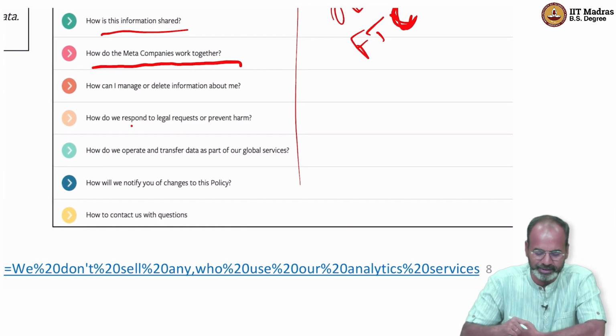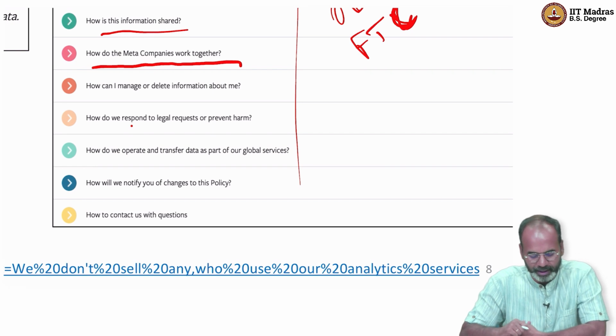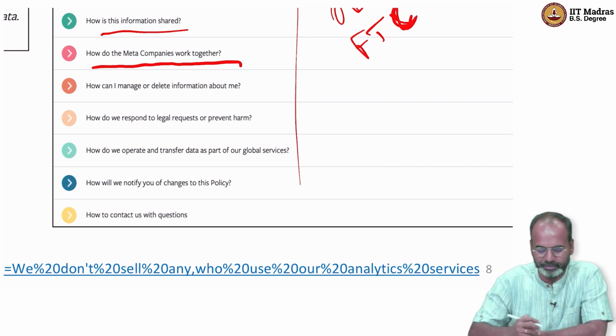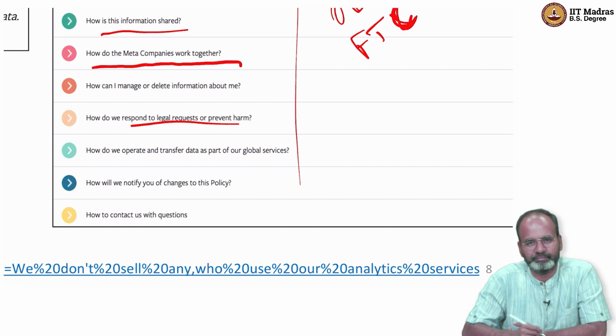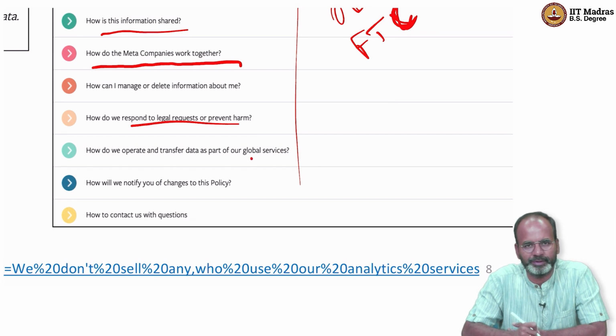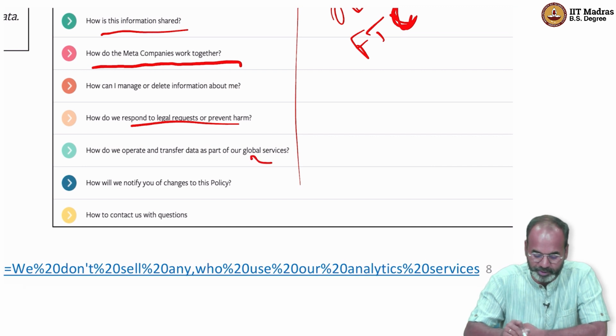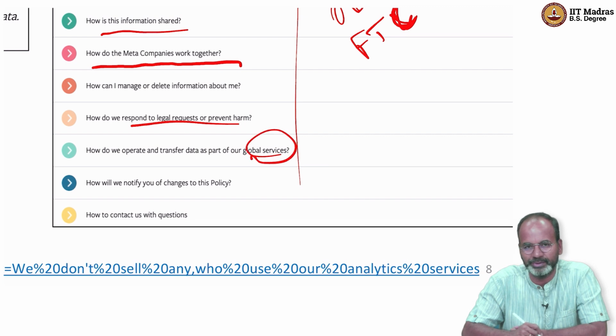How can I manage or delete information about me? How do we respond to legal requests to prevent harm? Which is, if you say that, look, people have actually stolen my profile picture, they have misused it, they have created a fake account on Facebook, here is a link and these pictures are getting viral, what does Facebook do? How do we operate and transfer data as part of our global services, right? So what is their policy in India? What is their policy in the US, UK?